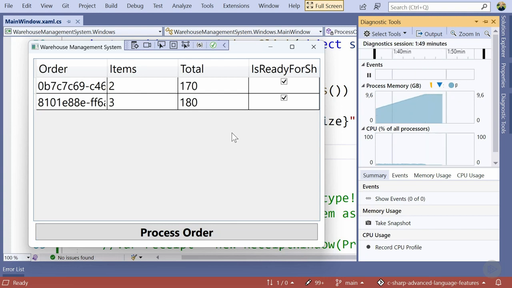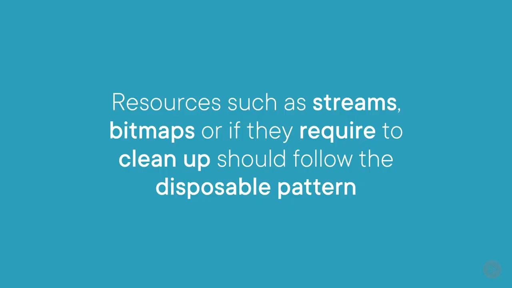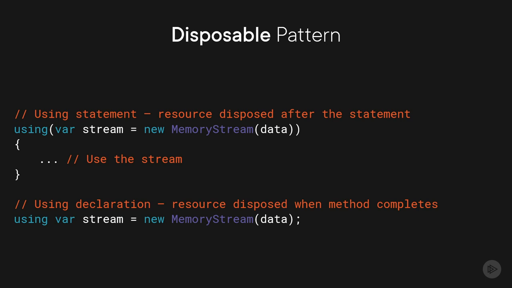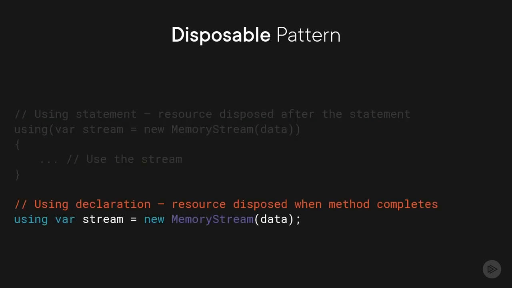So how do we clean up after ourselves in this situation? Each resource that uses unmanaged memory or needs to clean up after itself should implement the disposable pattern. Bitmaps, streams, and other types that want to clean up when they're done implement something known as IDisposable. To indicate that we are done with our resource, we can introduce the using keyword. This can be used in two different ways: a using statement or a using declaration.